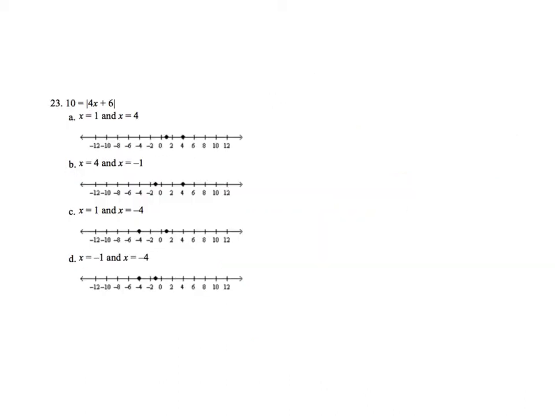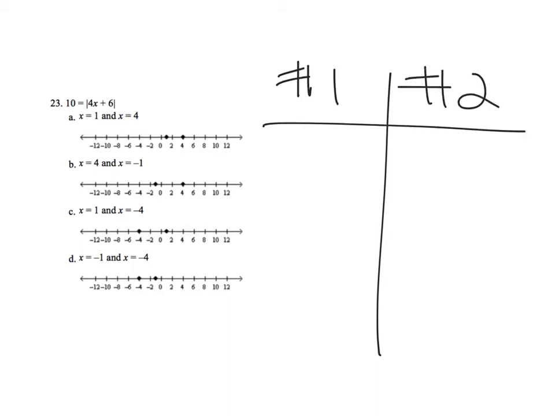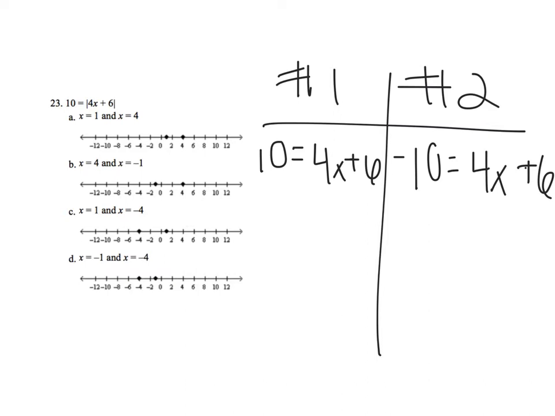We're looking at number 23. We've got 10 equals the absolute value of 4x plus 6. Looks like there's nothing outside of our absolute value bars. They are isolated on the right hand side of the equal sign, so we can go ahead and set up our two cases. I got our two cases set up here, so we'll take a look at case number 1 first.